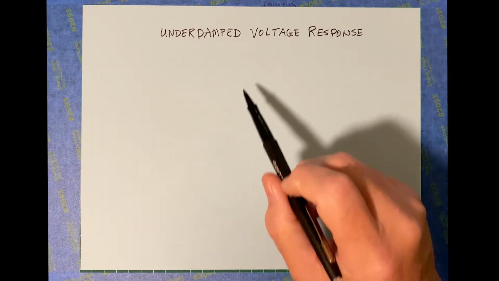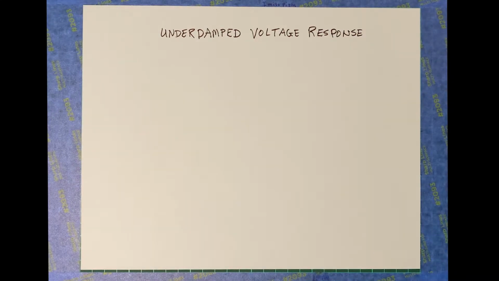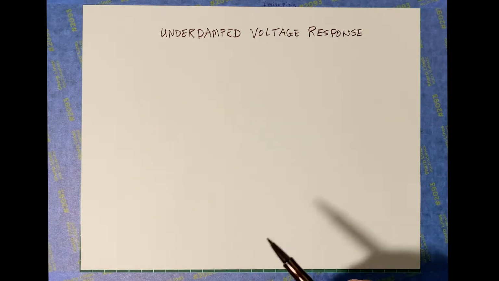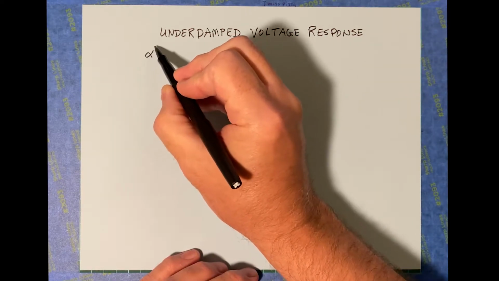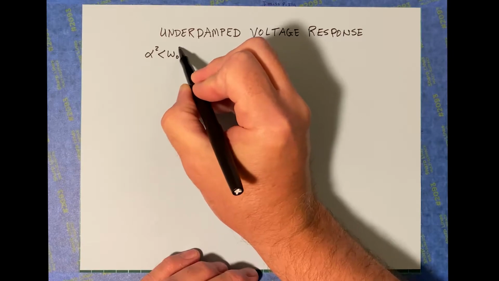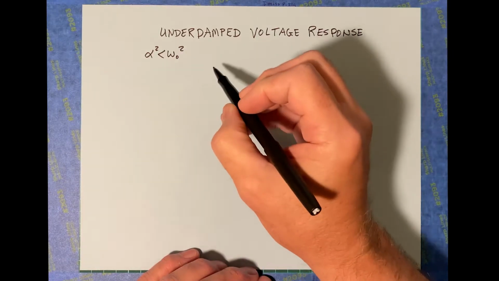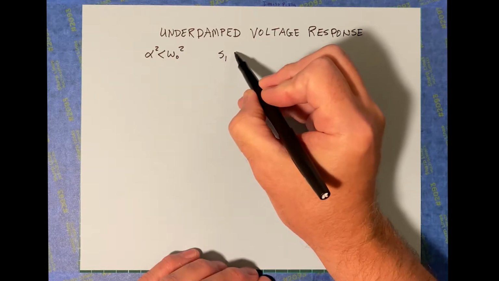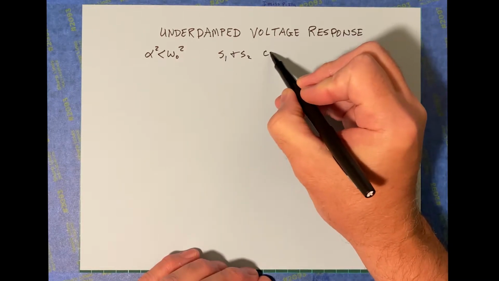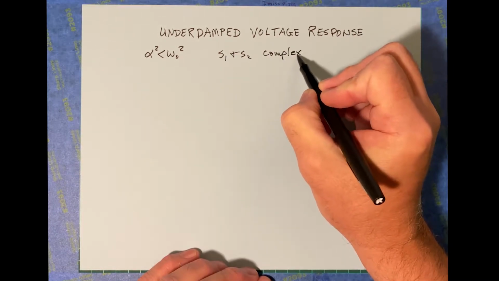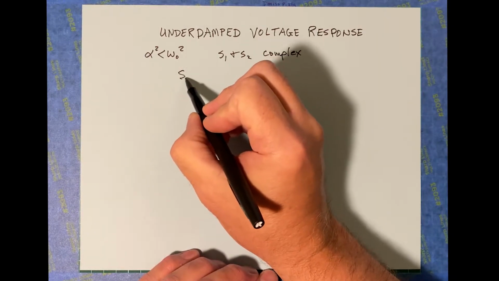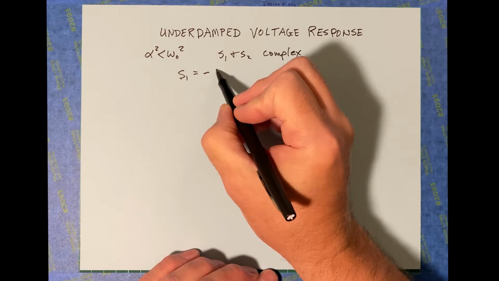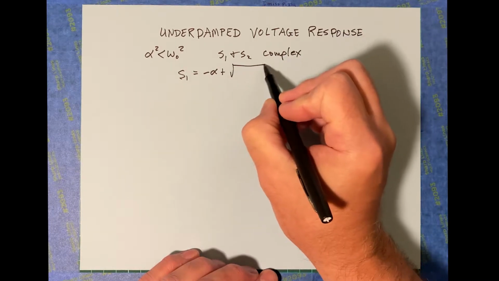All right, we're going to cover the underdamped voltage response now, and we'll probably also get to critically damped before the end of this video. This is the one where we have alpha squared less than omega naught squared. This is the one where S1 and S2 are complex numbers.